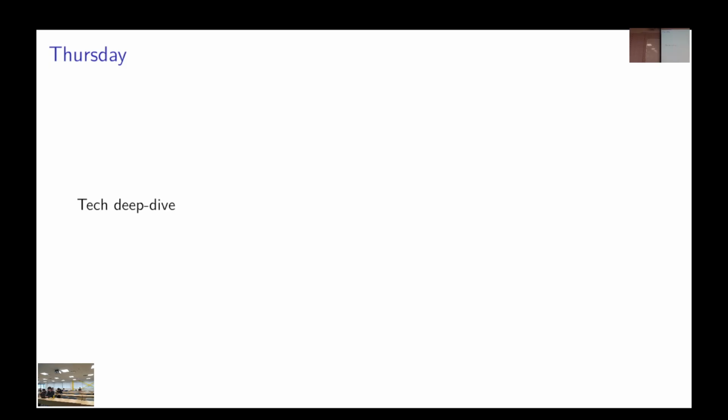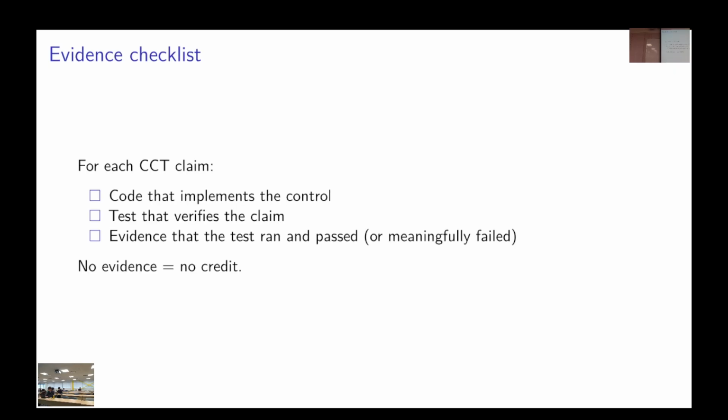Yeah? First, I have a question. For the evidence checklist for each CCT claim, I have an idea as to how I can argue, hey, I have enforced this. There's literally no other way I could have done this. But then you could say, there was definitely something else you could have done. So how do you definitively know that you have indeed enforced the thing?